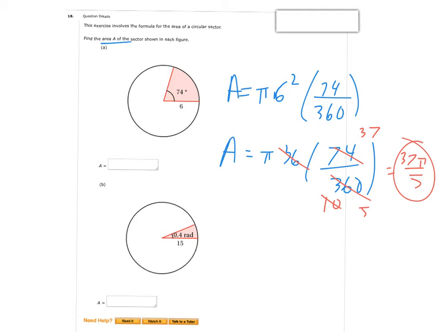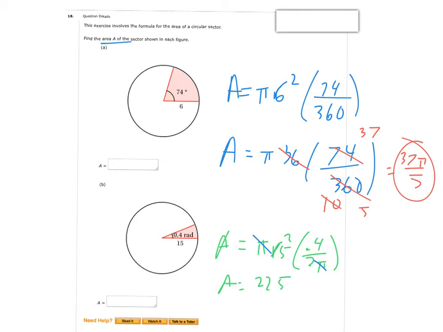Next one here is going to be very similar, except instead of multiplying the pi r squared by theta over 360, it's going to be a 1/2 because we have radians here. And on this one, our radius is 15. So area equals 225 pi. Oh, actually, I'm not going to write that pi because I can cancel those out here. And then times 0.4 over 2.